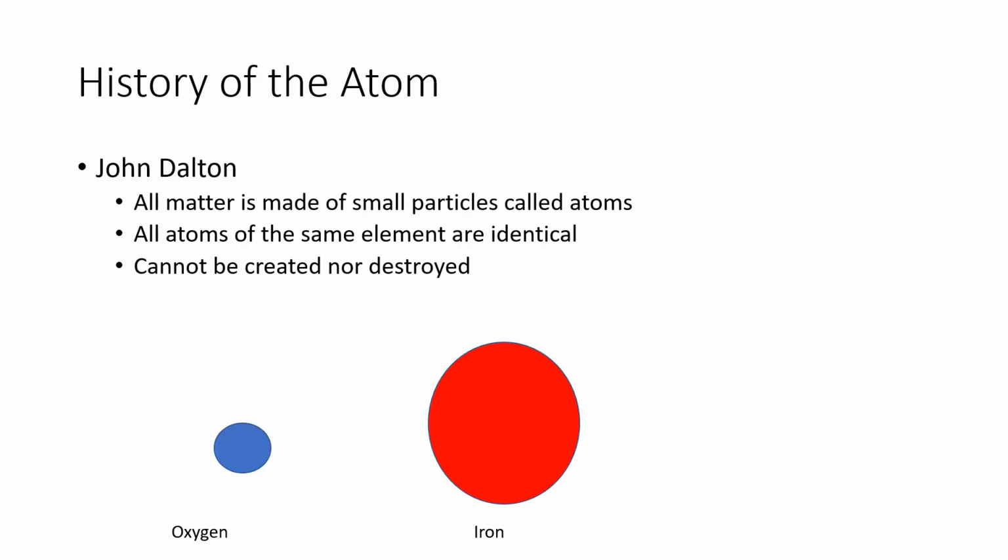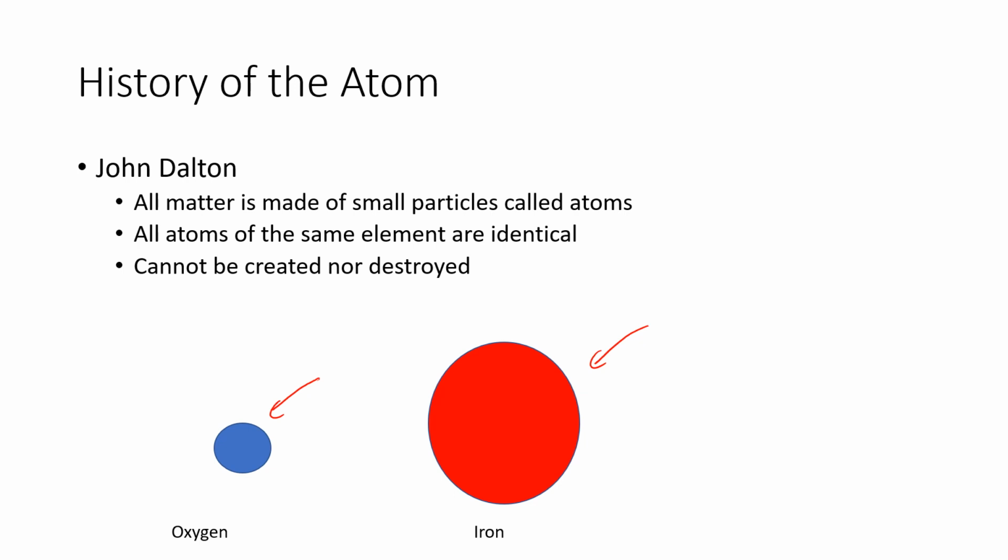So the first major guy that did some stuff with the atom is John Dalton. And he came up and said that, hey, all matter is made up of small particles called atoms. He said that all atoms of the same element are identical. So all iron atoms look like this. All oxygen atoms look like this. And he also said that atoms cannot be created and atoms cannot be destroyed. Now, they can combine. Iron and oxygen can combine, but oxygen is still oxygen, iron is still iron.